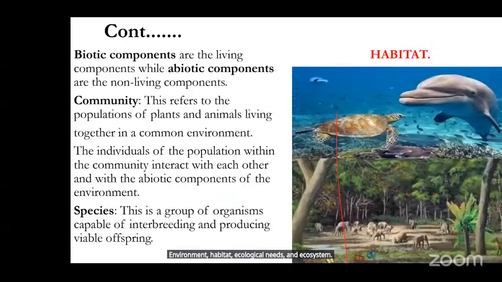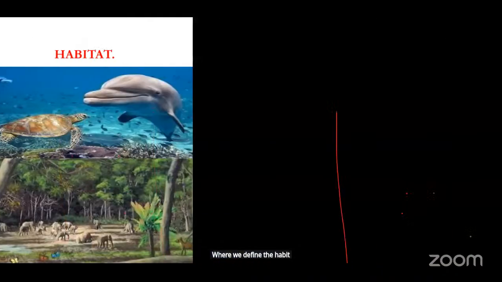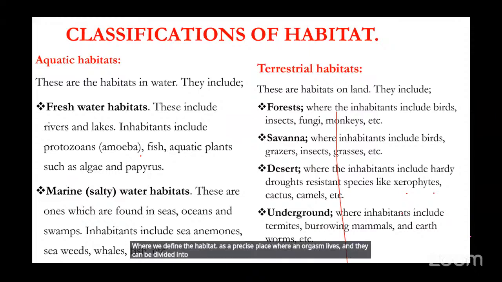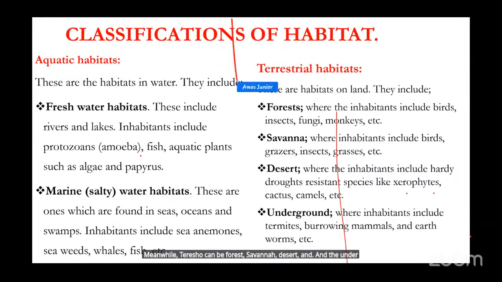We also talked about community and species, and we stopped with the habitat, where we defined the habitat as a precise place where an organism lives, and it can be divided into aquatic and terrestrial. Aquatic can be freshwater habitat and marine. Meanwhile, terrestrial can be forest, savanna, desert, and the underground. Remember, that's where we have stopped for today. We shall continue from here next time.